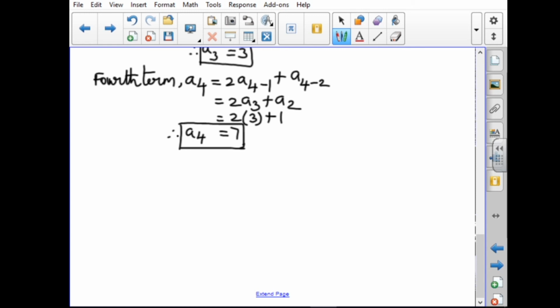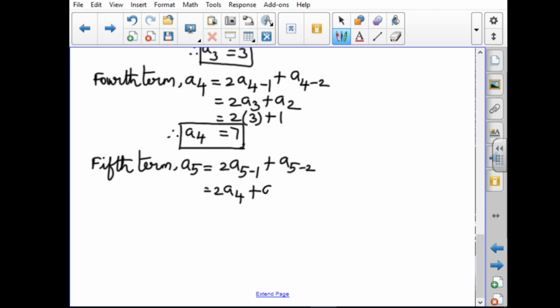Up to the 6th term you want to find. So, the 5th term, A5 equal to 2 into A5 minus 1 plus A5 minus 2. That is 2A4 plus A3. A4 is 7, 2 into 7. A3 is 3. So the answer will be 14 plus 3, 17. Therefore, A5 equal to 17.